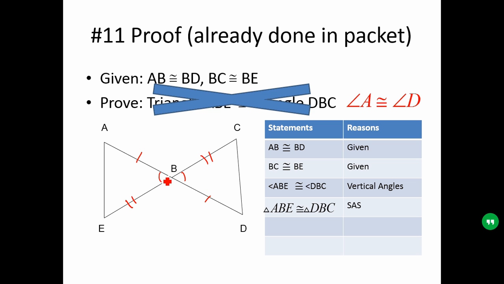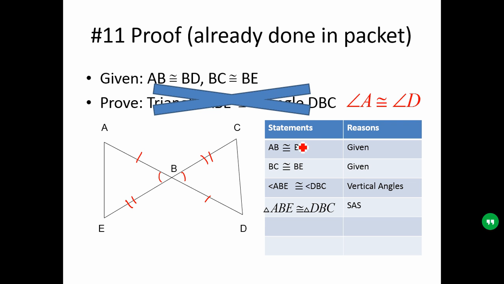Now, once we know that these two triangles are congruent to each other, then I can state that their corresponding angles and their corresponding sides are congruent to each other. So I could make the statement that AE is congruent to CD, or that angle A is congruent to angle D, or that angle E is congruent to angle C. And that's because those are corresponding angles and corresponding sides.